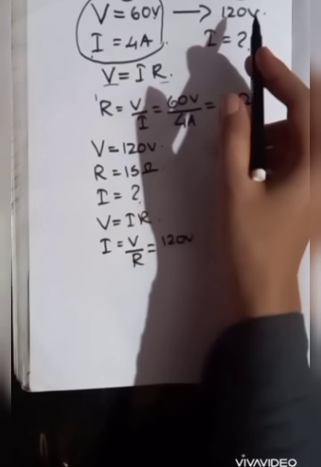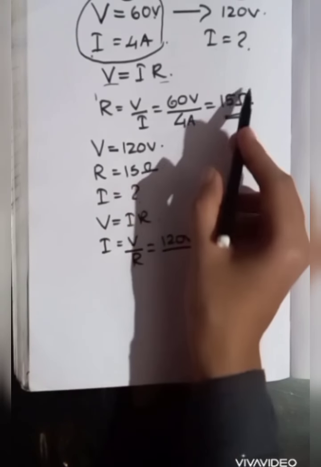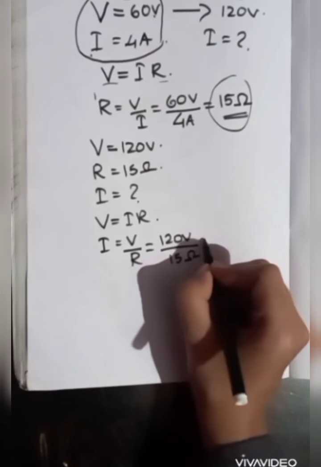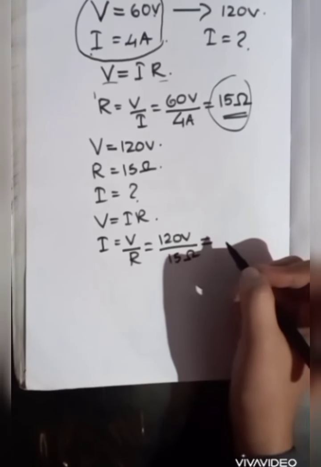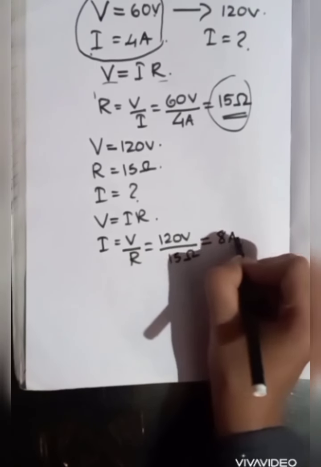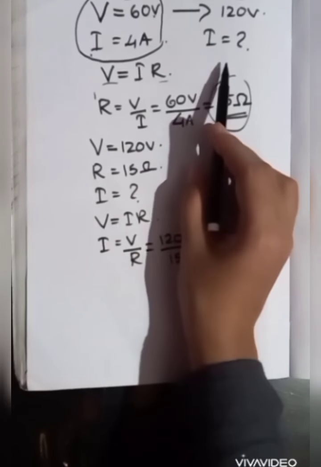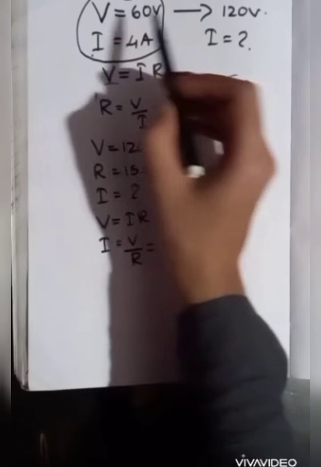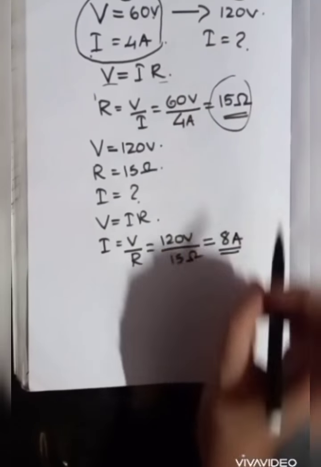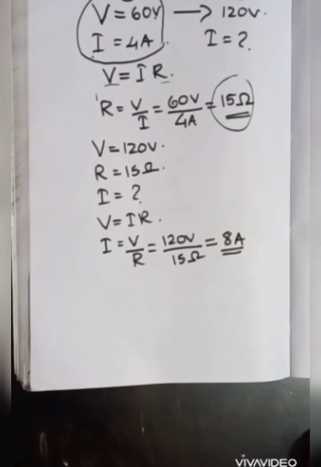Now the potential difference V is equal to 120 volt and the resistance we calculated is 15 ohm. Then the current will be 120 by 15, which is equal to 8 ampere. The unit of current is ampere. Here the current will be 8 ampere when the potential difference is increased from 60 volt to 120 volt. Hope you are clear. Then we move on to the next question.